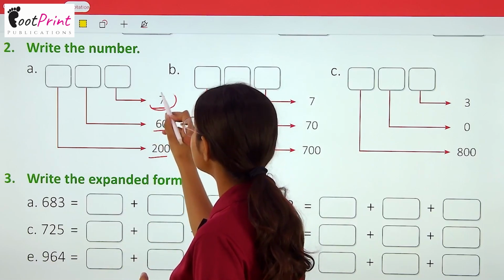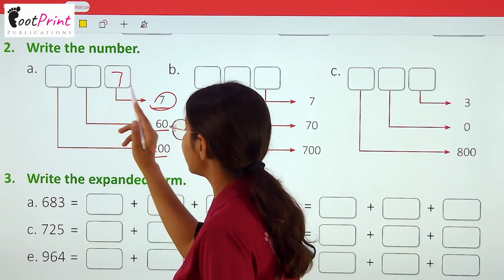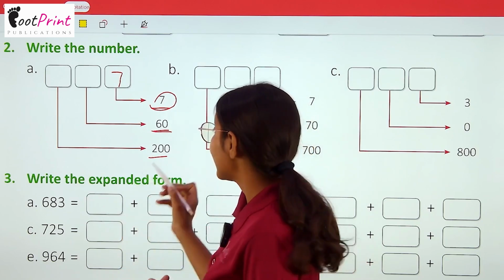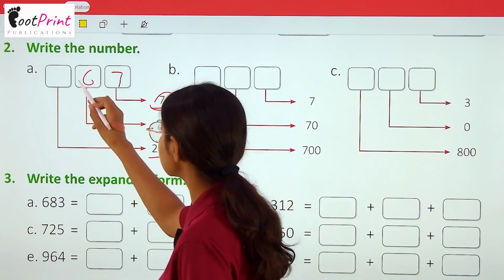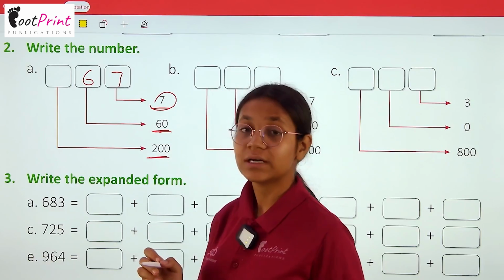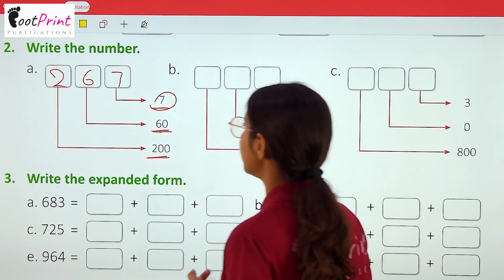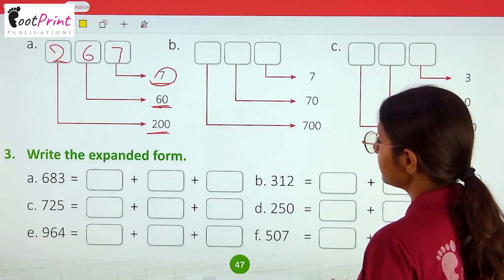See, it is at the ones place. So we will write 7 at the ones. Here it is 6 tens. That is 60. So we will write 6 at the tens place. Now 200. So here 2 is at the 100 place. Now we will write 2. So the number has been prepared.